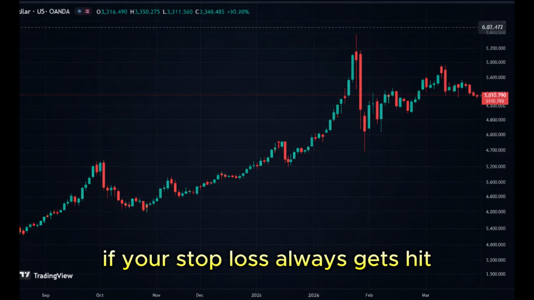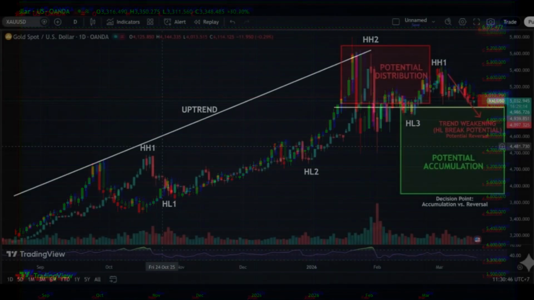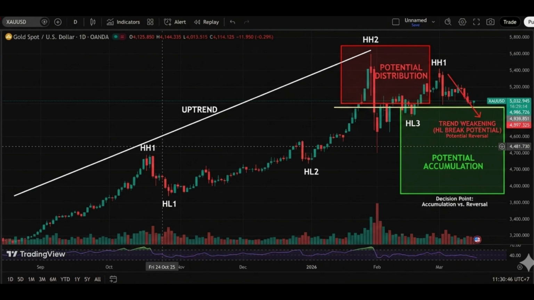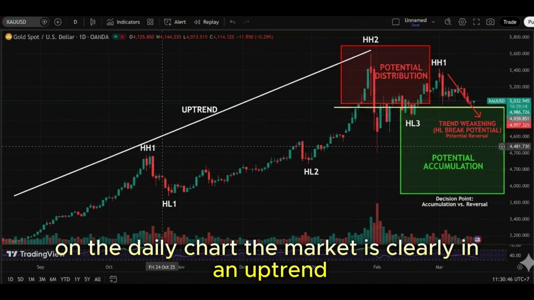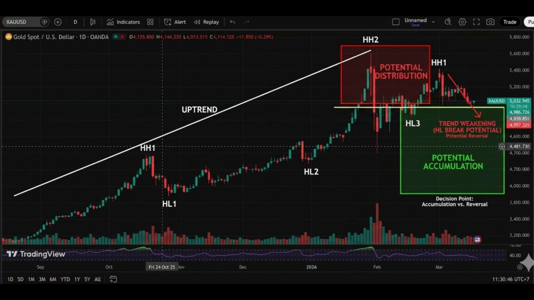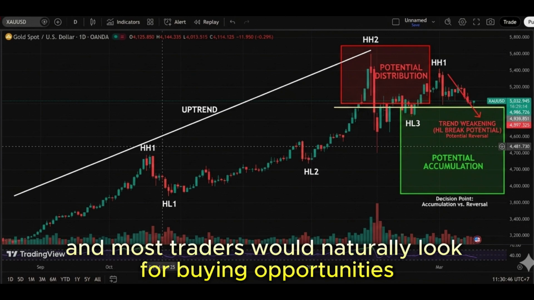If your stop loss always gets hit, this is why. Before taking any trade, we need to understand the higher time frame context. On the daily chart, the market is clearly in an uptrend, forming higher highs and higher lows. This is a strong bullish structure, and most traders would naturally look for buying opportunities.